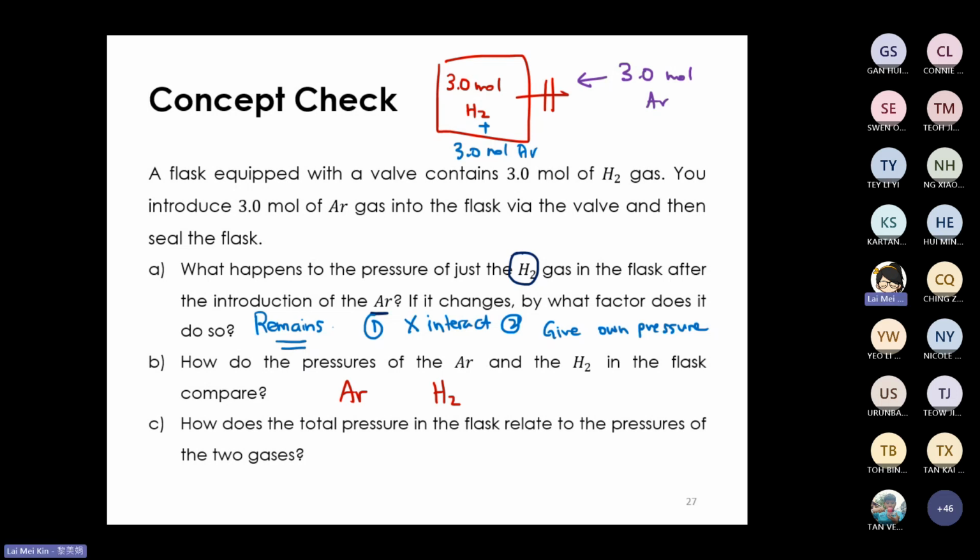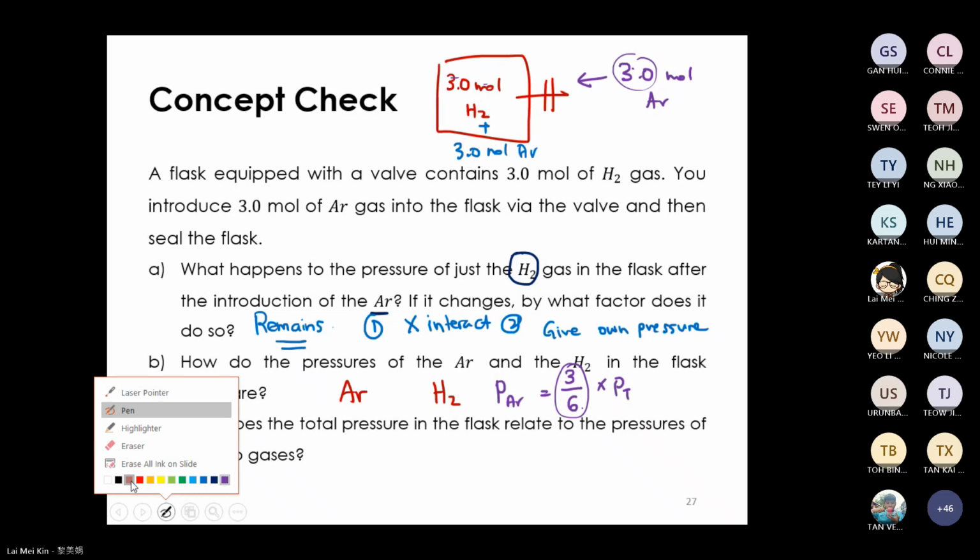Why the same? They have the same number of moles, and no matter which gas you use, they always have the same. Because we learned just now, if I want to calculate the partial pressure of argon, how do you calculate according to this? Mole fraction. So how do you get the mole fraction? Total mole. If I want to calculate pressure of argon, the total number of mole is 6, then the number of mole of argon is 3. They will give the same mole fraction. So since they give the same mole fraction, the pressure is also the same. As long as they have the same number of mole, they will give the same pressure.